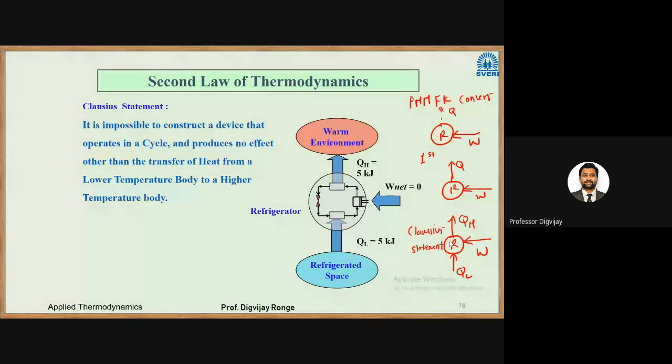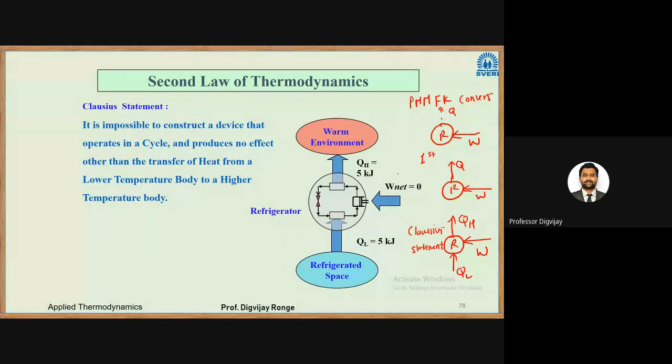So the Clausius statement is here. It is impossible to construct a device that operates on a cycle and produces no effect other than transfer of heat from a low temperature body to a high temperature body. Right. So it has to supply some output work. Without output work, it is not possible.